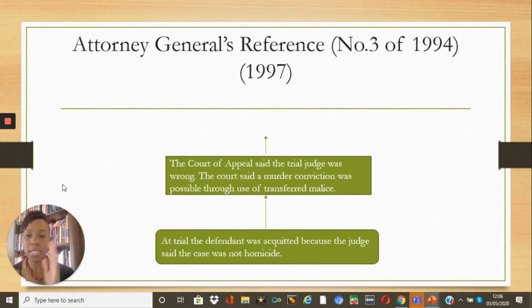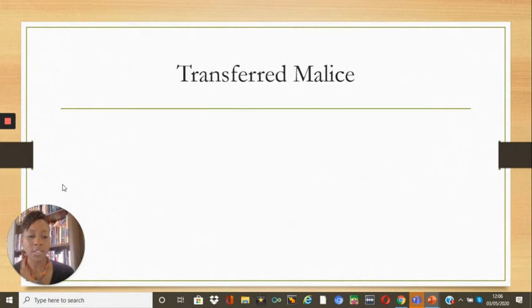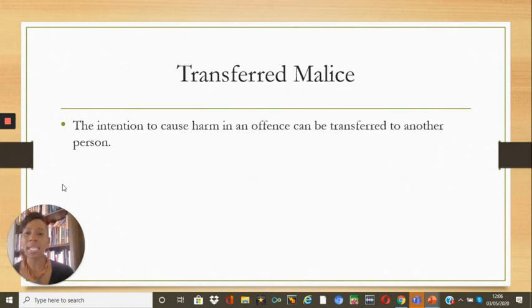Now, I'm aware that some people may not be clear on what transferred malice is, and I did not put it in the key terms and definitions earlier in the class. So what I'm going to do is jump to the next PowerPoint, and we're going to discuss what transferred malice is, and then come back to this, right?